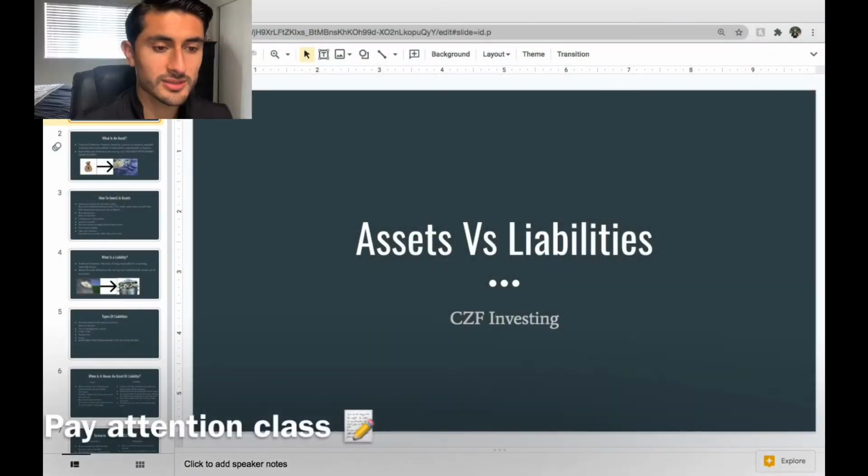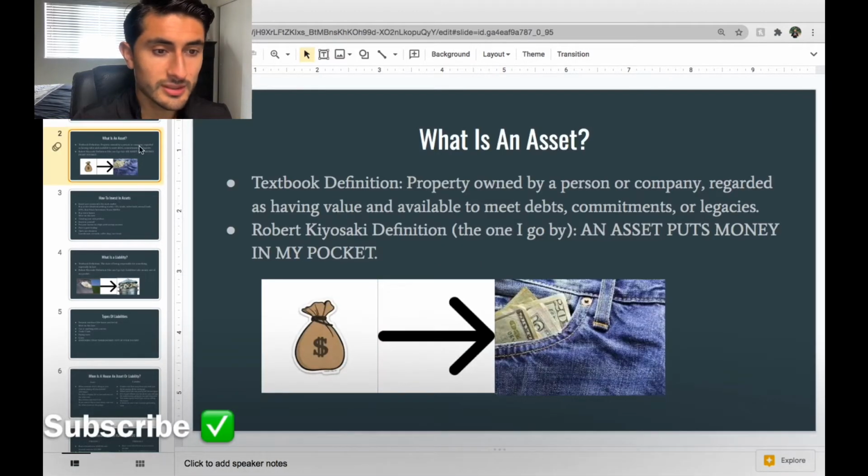So let's get right into today's lesson, which is going to be assets versus liabilities. What is an asset? The textbook definition of an asset is properties owned by a person or company regarded as having value and available to meet debts, commitments, or legacies. That's kind of hard to wrap your head around. Reading the definition, I don't really know what an asset is, to be honest.